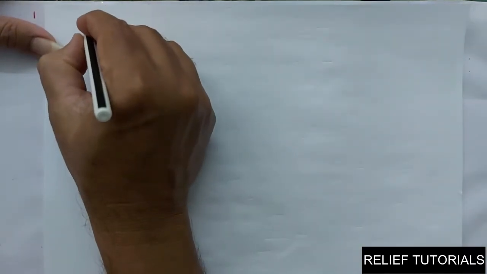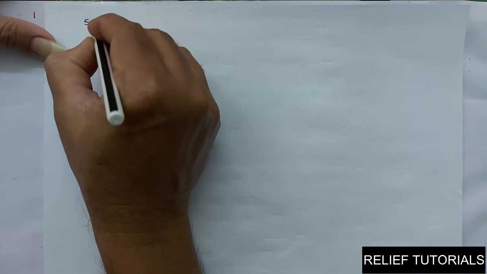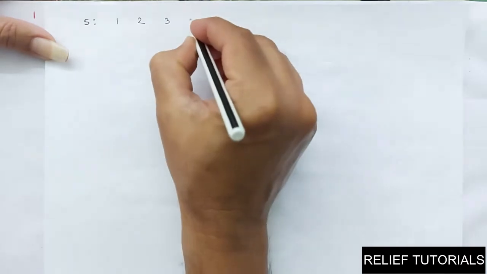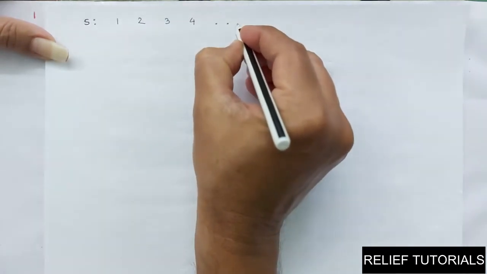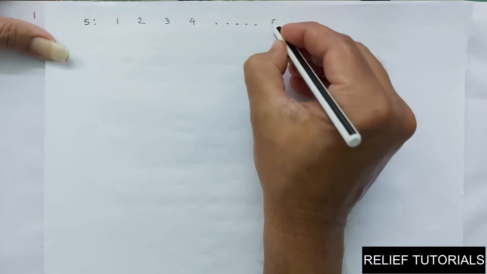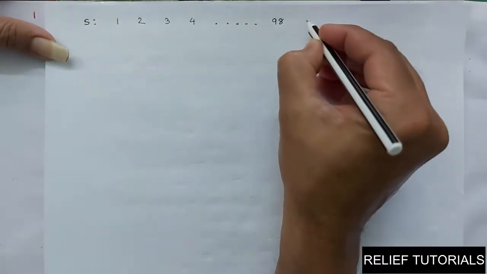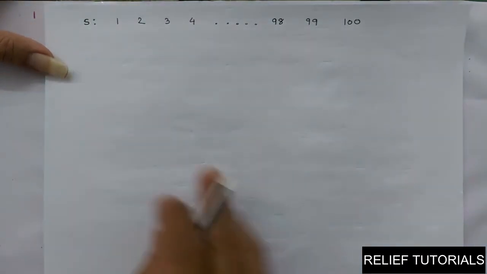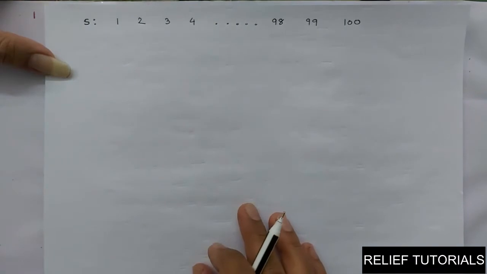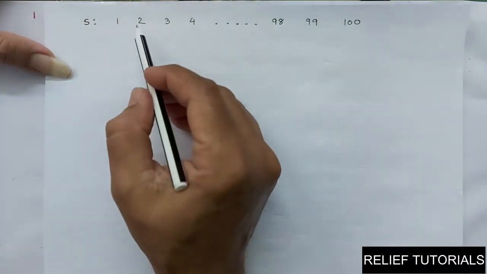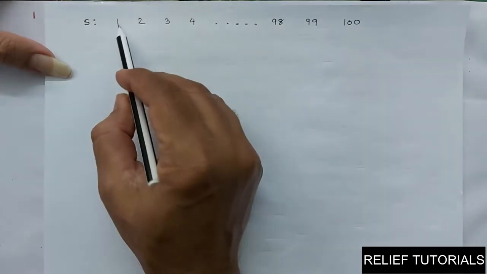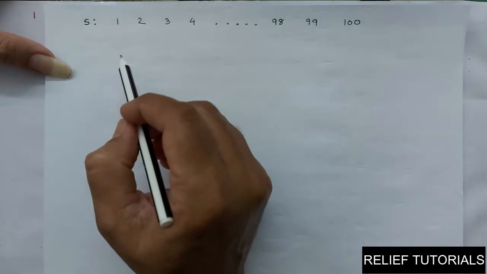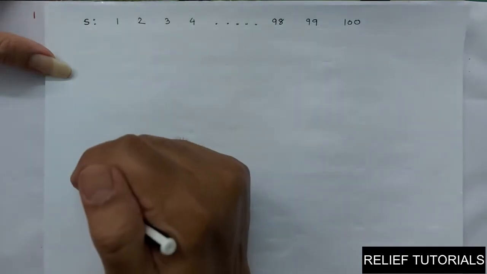If I give you a series S, S is 1, 2, 3, 4, and so on, up to 98, 99 and 100. For example, natural numbers 1 to 100. You know that the difference between two consecutive terms here, 2 minus 1 is 1, 3 minus 2 is 1, 4 minus 3 is 1. So we can say it is in AP. Now we want to find the sum of all these terms.